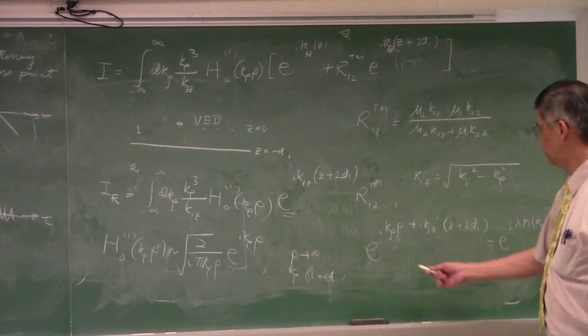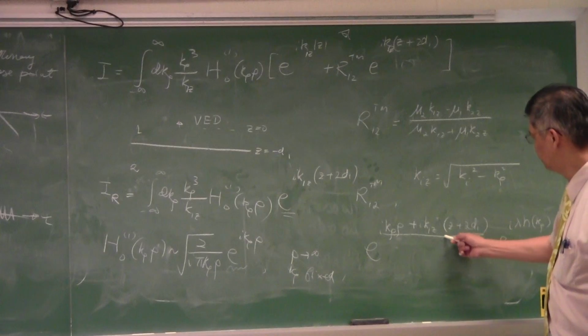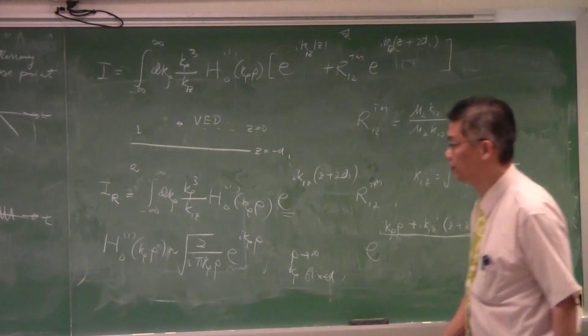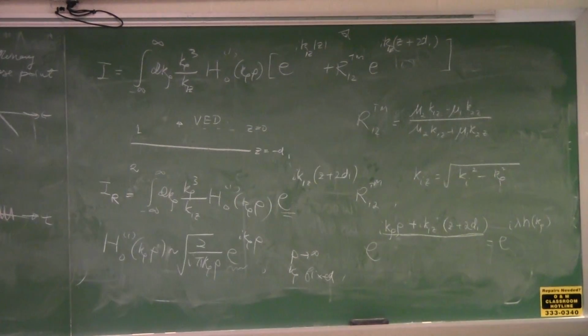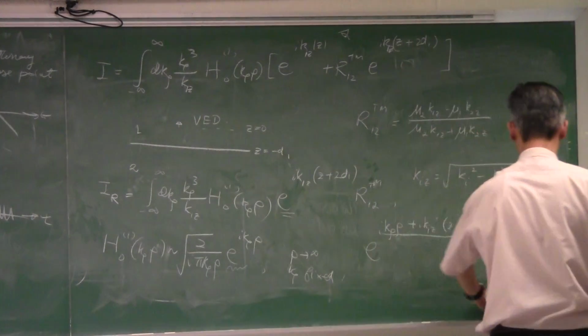And what we need to do is actually to find the value of K rho for which the derivative of this is equal to 0. We need to find the stationary phase point, which is this equation over here. So we need to differentiate.